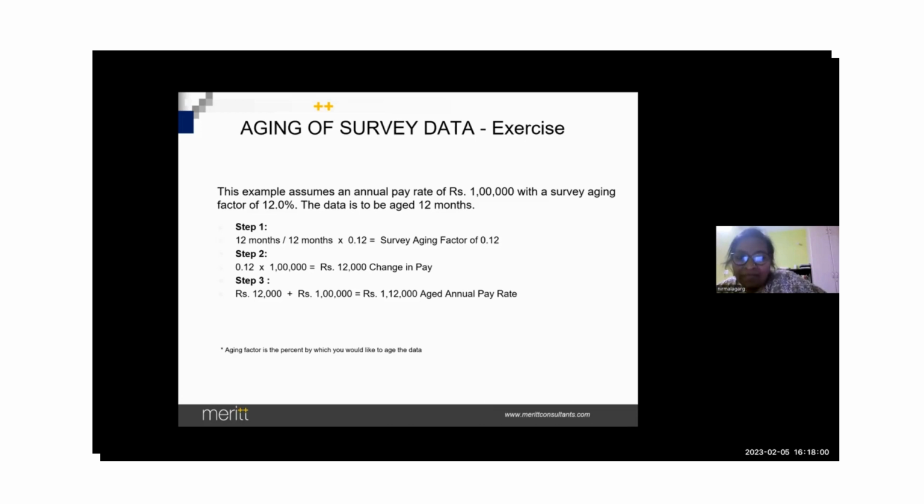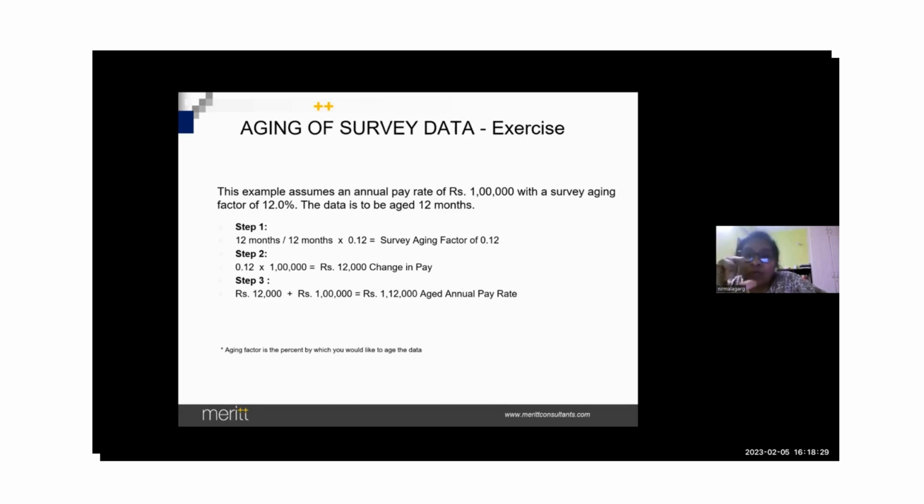Very simple. Let me give you an example. Say the current salary for a position is 100,000. Typically the aging factor will also be given. Say the aging factor is 12%, and you want to age the data, that means you want to use it after 12 months. So how would you go about it?